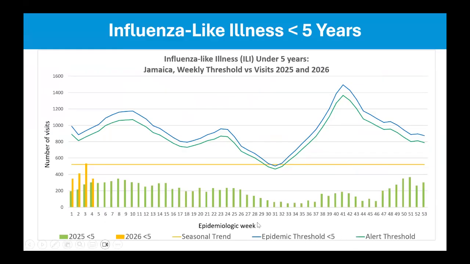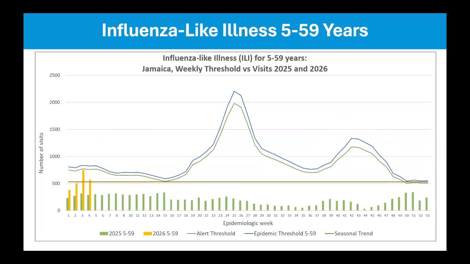Okay, so you were saying that this is not an outbreak. Right, because the alert level is mean plus 1.67 standard deviations, and an outbreak is mean plus 2 standard deviations. The yellow line is a seasonal line. So when you go over that line, you would say we are in the flu season. Okay, and the next one. So this one now, 5 to 59, we did approach alert level.